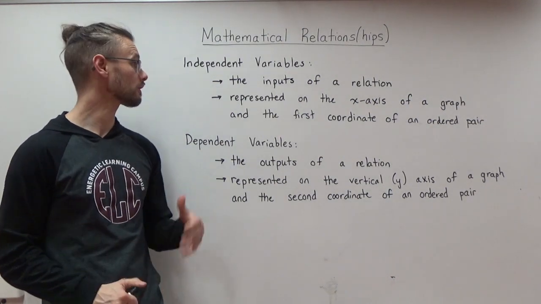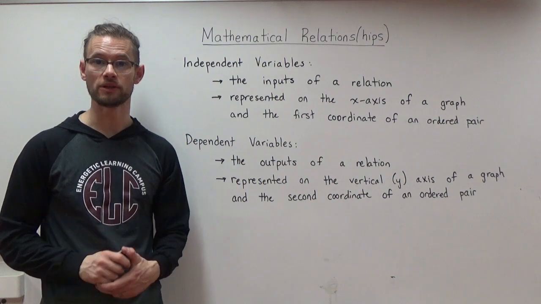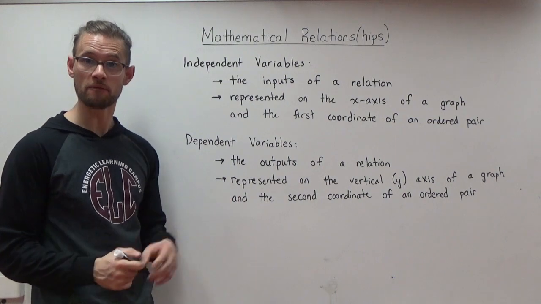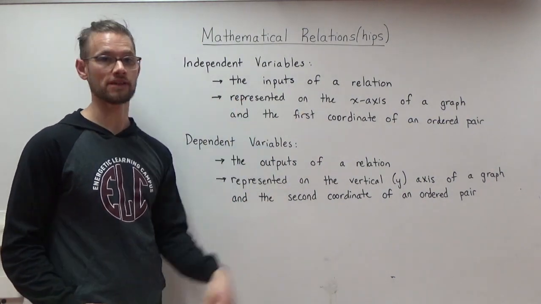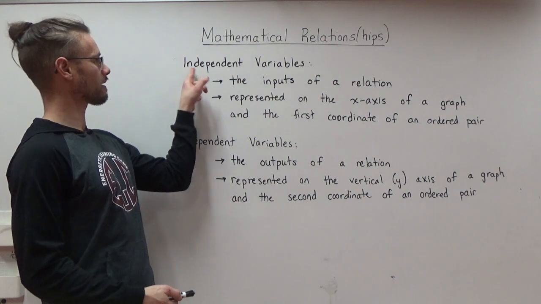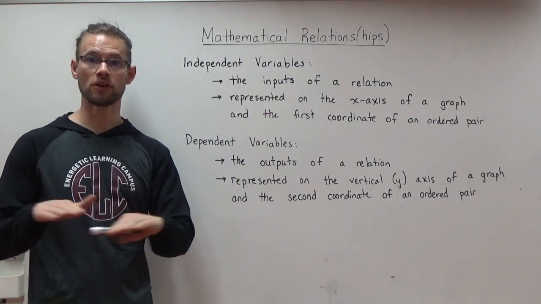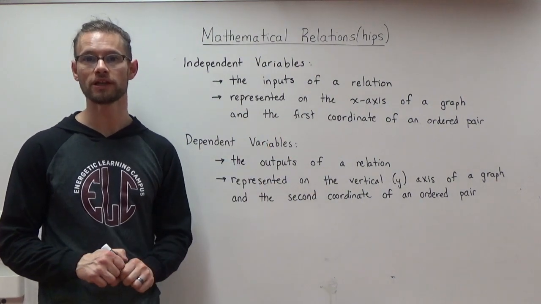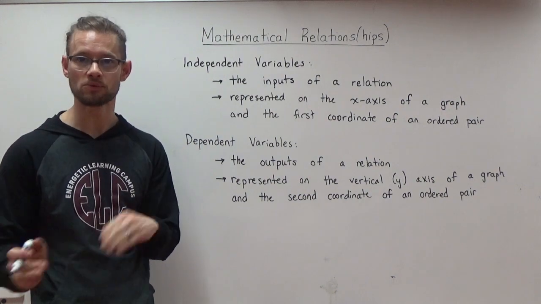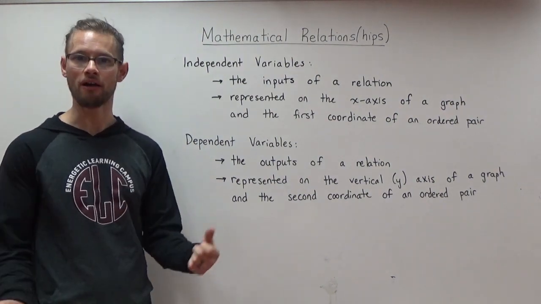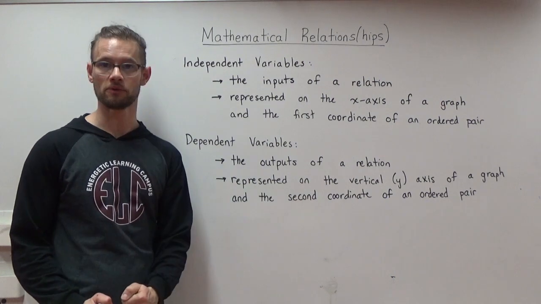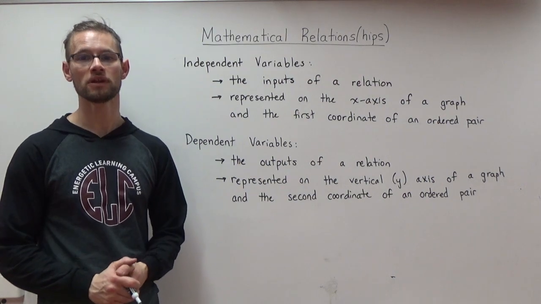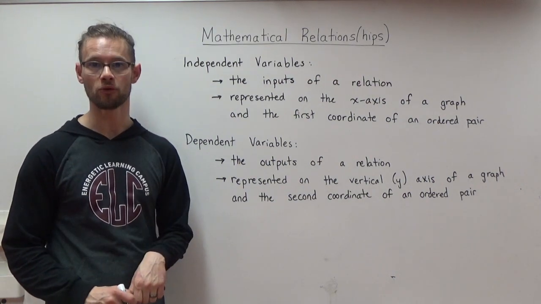Before we wrap up, we're going to define 2 terms that are going to come up a lot in this unit: independent variables and dependent variables. Independent variables, as have been mentioned in this lesson, are just the inputs of a relationship. They are always represented on the horizontal or the x-axis of a relation, and therefore they're always the first coordinate of an ordered pair, because an ordered pair is always x, y. The dependent variables are, conversely, the outputs of a relation. And so they are always represented on the vertical or the y-axis of a relation, and they are always the second coordinate of an ordered pair.